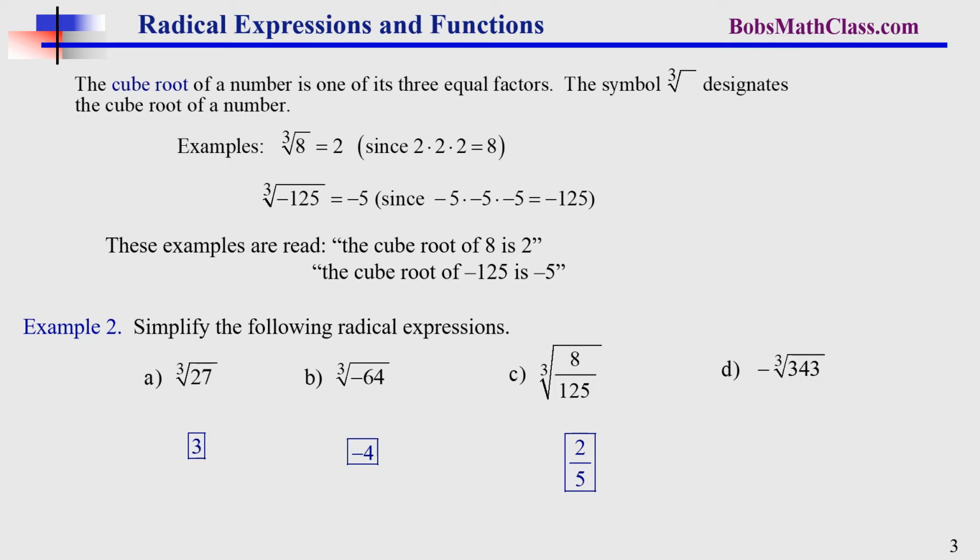Okay, cube root of 343. This might take a little bit of work. It's got to be bigger than 5, because 5 times 5 times 5 is 125. So you might want to take your calculator out and try to see if it's 6. 6 times 6 times 6. And maybe that doesn't work. So then you try 7 times 7 times 7, and that's it.